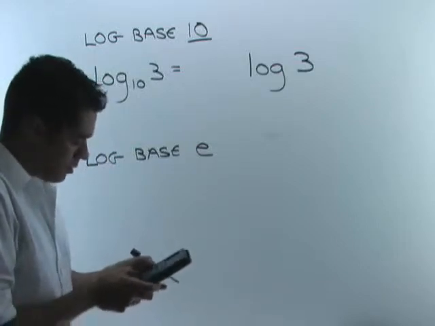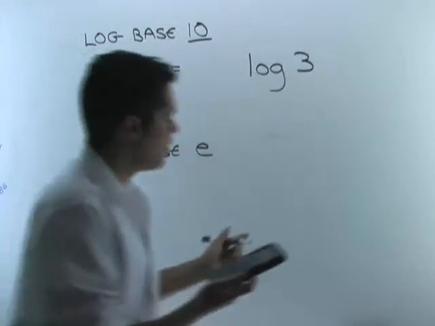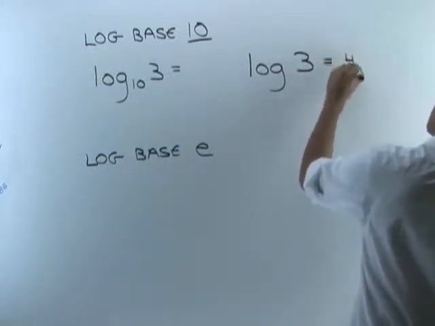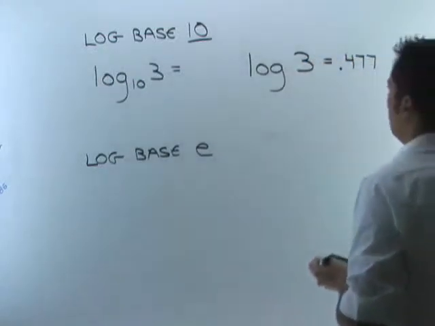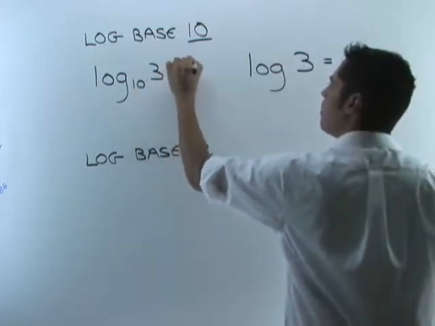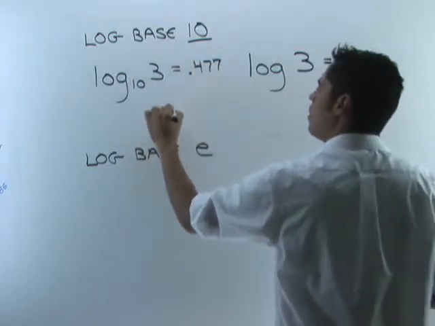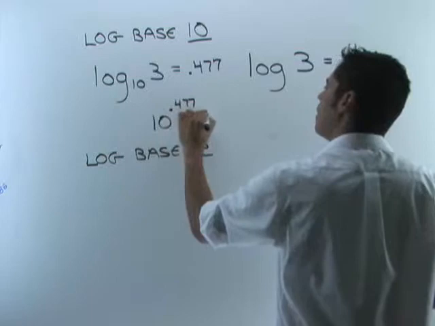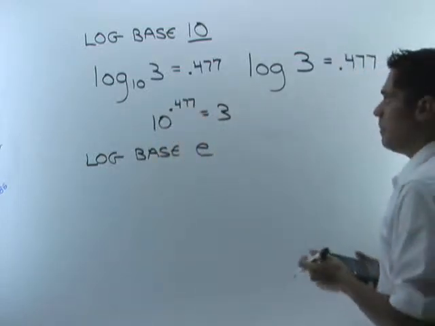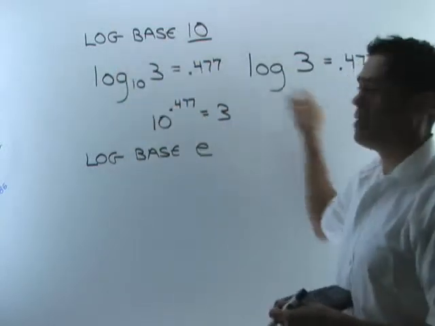So I'm going to do that right now and put this in. Now each calculator is a little different, so you're going to have to figure out how to do it on your own calculator. But the answer here is about 0.477. Okay, so what does that mean? Well, that means if you take 10, do the loop, and raise it to the 0.477, you should get something about 3. Okay, so that's how you do any log that has a base of 10 when you can't figure it out on your own.